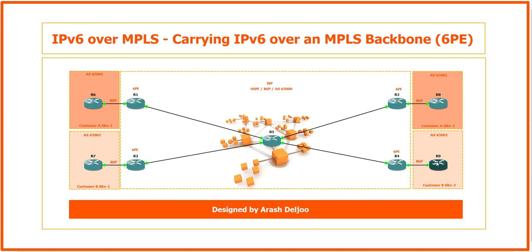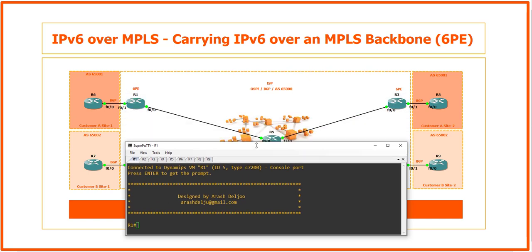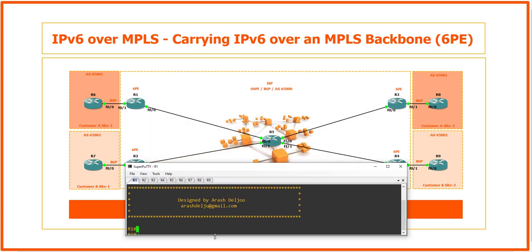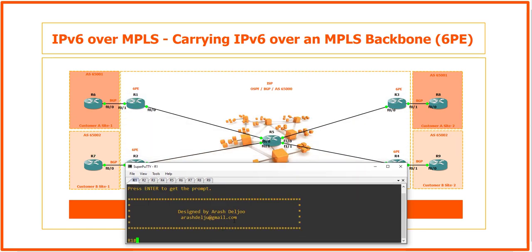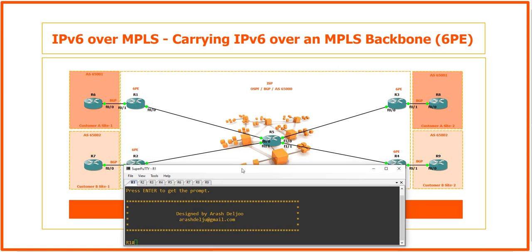In this video, I'm going to show you how we can configure the 6PE method. Let me start the configuration of this scenario. The first thing that we need to configure is the ISP or service provider's internal networks. After that, we can talk about the 6PE configuration. This is the CLI of router 1. In router 1 and also routers 2, 3, 4, and 5, we have similar configuration to what we did in the previous scenario.